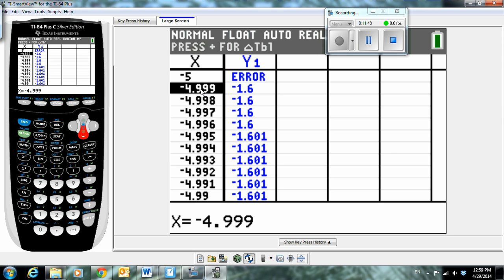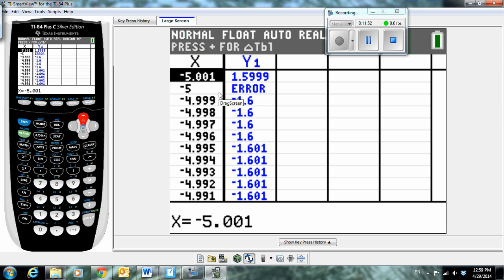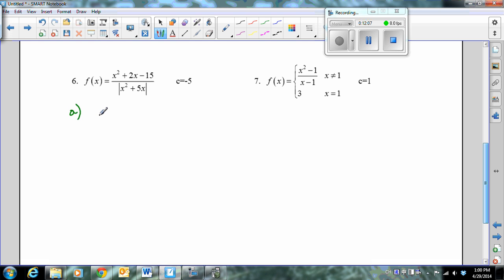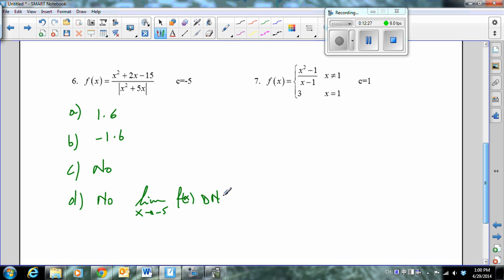So let's start from the left. I get -1.6, and from the right, I get apparently 1.6. So by the way, this is the left, this is the right. The right is bigger than the number itself. So on the left side, I get 1.6. So for A, from the left, I get 1.6. But from the right, I get -1.6. Therefore, C is a no, because these two are not identical. And D also will be a no, not continuous, because the limit as x approaches -5 of f of x does not exist.